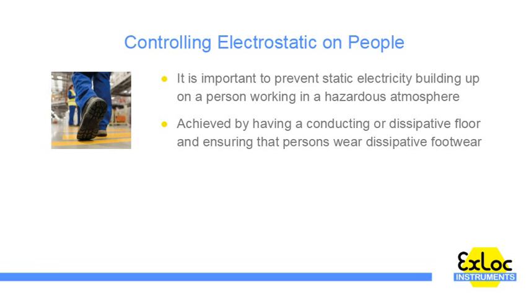Controlling electrostatics on people. Hence, it is important to prevent static electricity from building up on a person working in a hazardous atmosphere. This is best achieved by having a conducting or dissipative floor and ensuring that persons wear dissipative footwear. In many factory environments, the conventional flooring materials, for example bare concrete or steel grids, are adequately conducting but should always be tested. To remain effective, the floor should not be covered by rubber mats, plastic sheets, or be painted, unless with a static dissipative paint. And care should be taken to prevent the build-up of contamination, such as resin or other non-conductive substances.